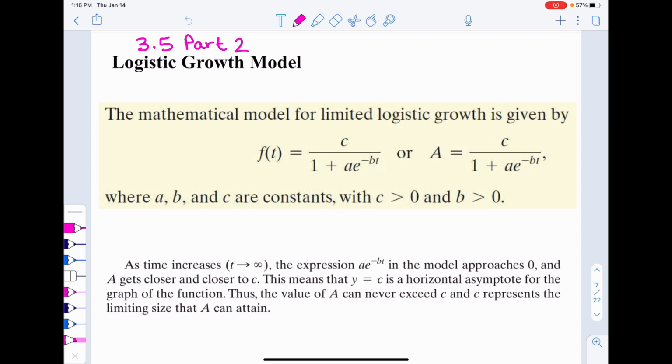So pretty much what they're saying is this a times e to the negative bt, whichever function you want to look at, as t is approaching infinity, the more time goes by, this whole thing is going to approach 0, which means that there's really not a piece here. Meaning you have c divided by 1, which is just going to equal c. So let's take a look.